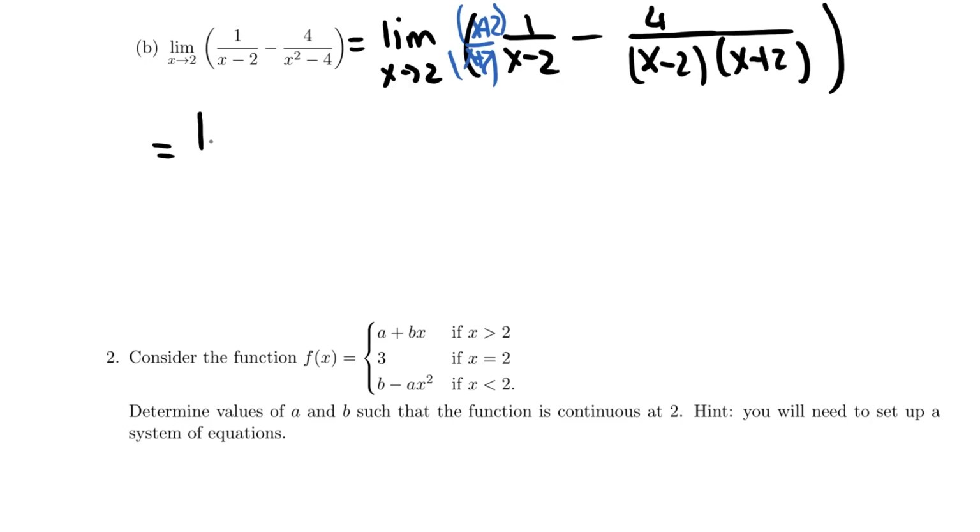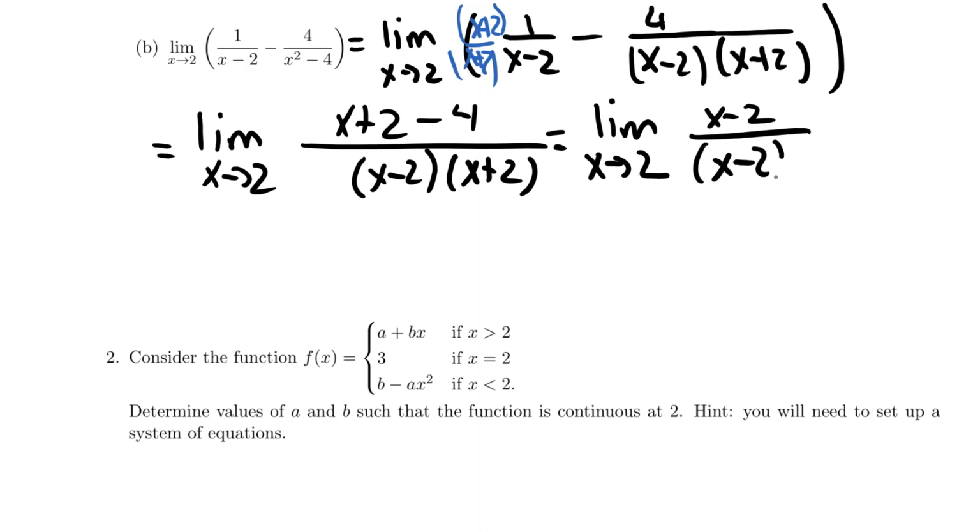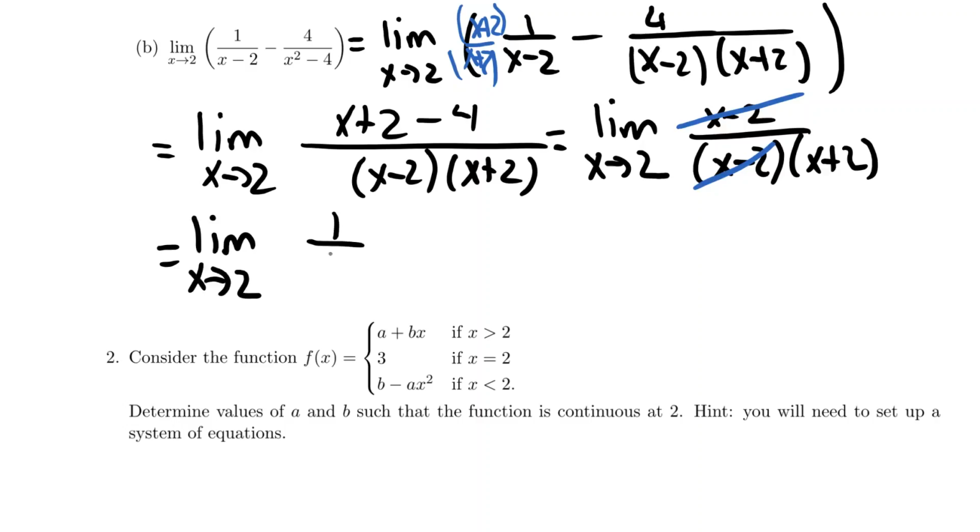So then we have limit as x goes to 2. The common denominator now is x minus 2 times x plus 2. And then at the top I have x plus 2 and then the minus 4. Let's see where that takes us. Limit as x goes to 2. X plus 2 minus 4 is x minus 2, and you'll see that that's going to cancel now. So then the limit becomes limit as x goes to 2 of 1 over x plus 2. And now we can simply let x go to 2, and this becomes 1/4.